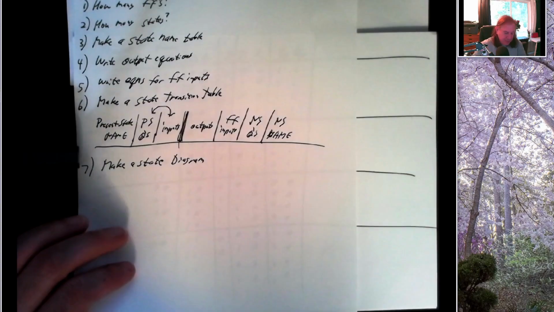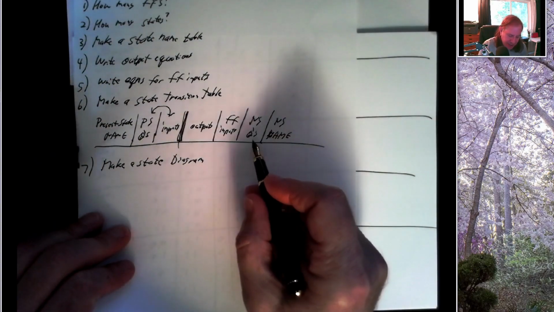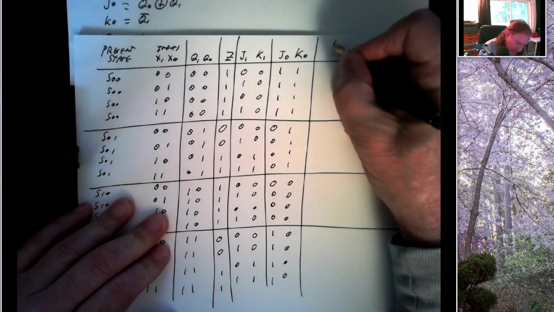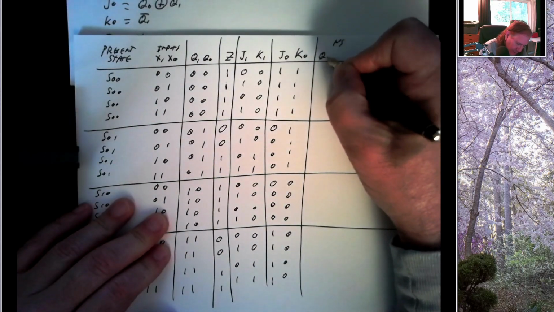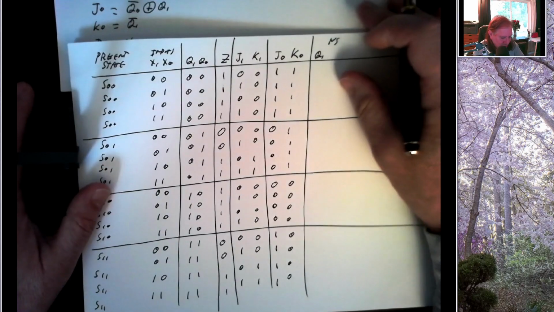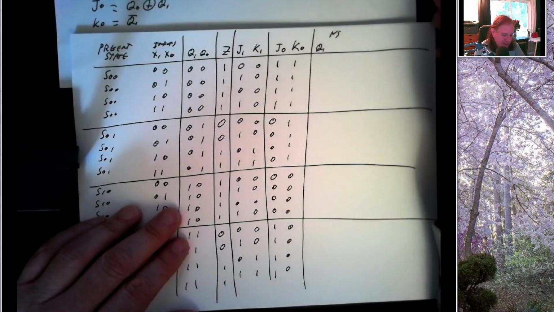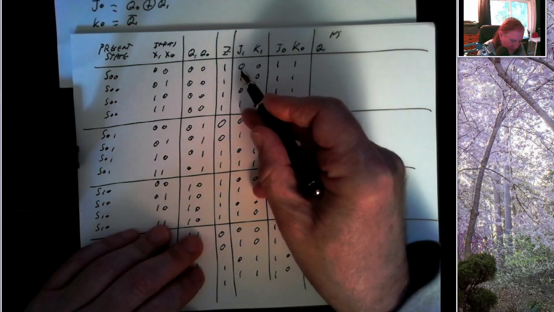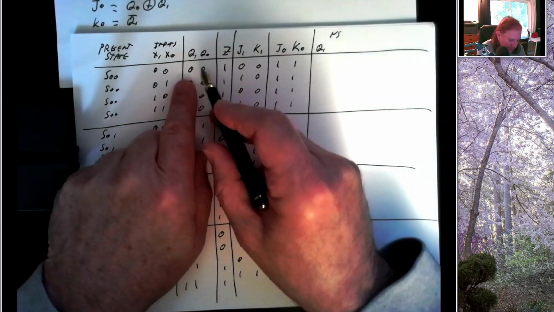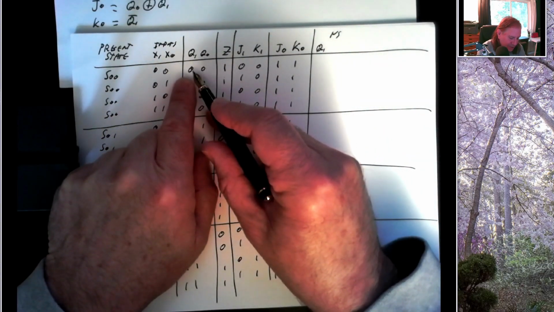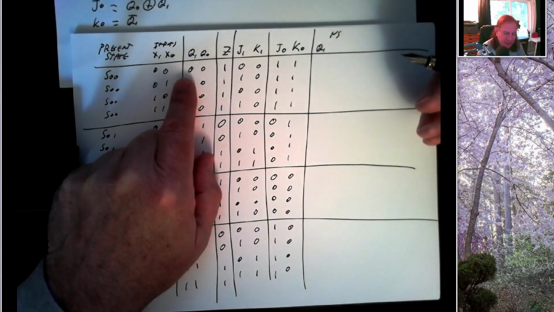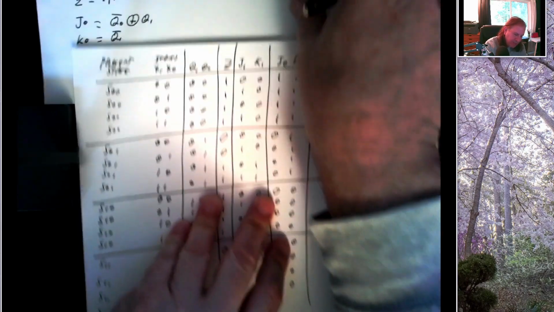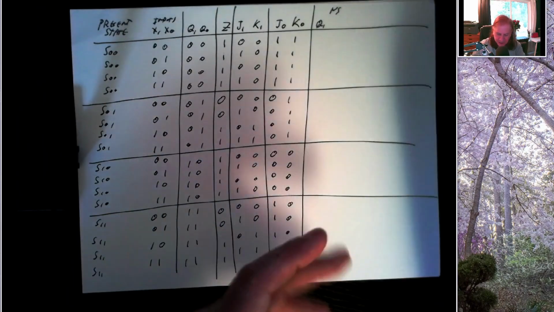Now for the flip-flop analysis, we want to figure out what the next state is in terms of Qs. So I'm going to say next state Q1. Alright, so we have to analyze the JK flip-flop and say if J is 1 and K is 1 and the current value of Q1 is 0, what happens when the clock ticks? So let's remember what a JK flip-flop looks like.